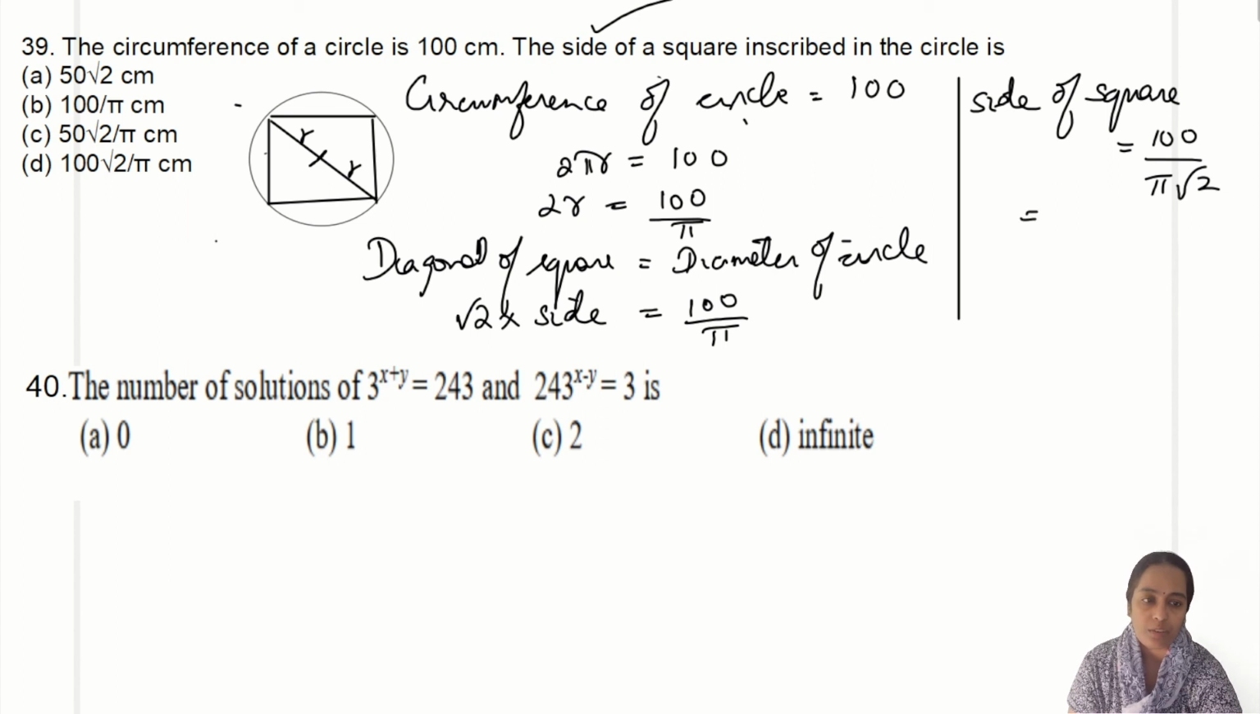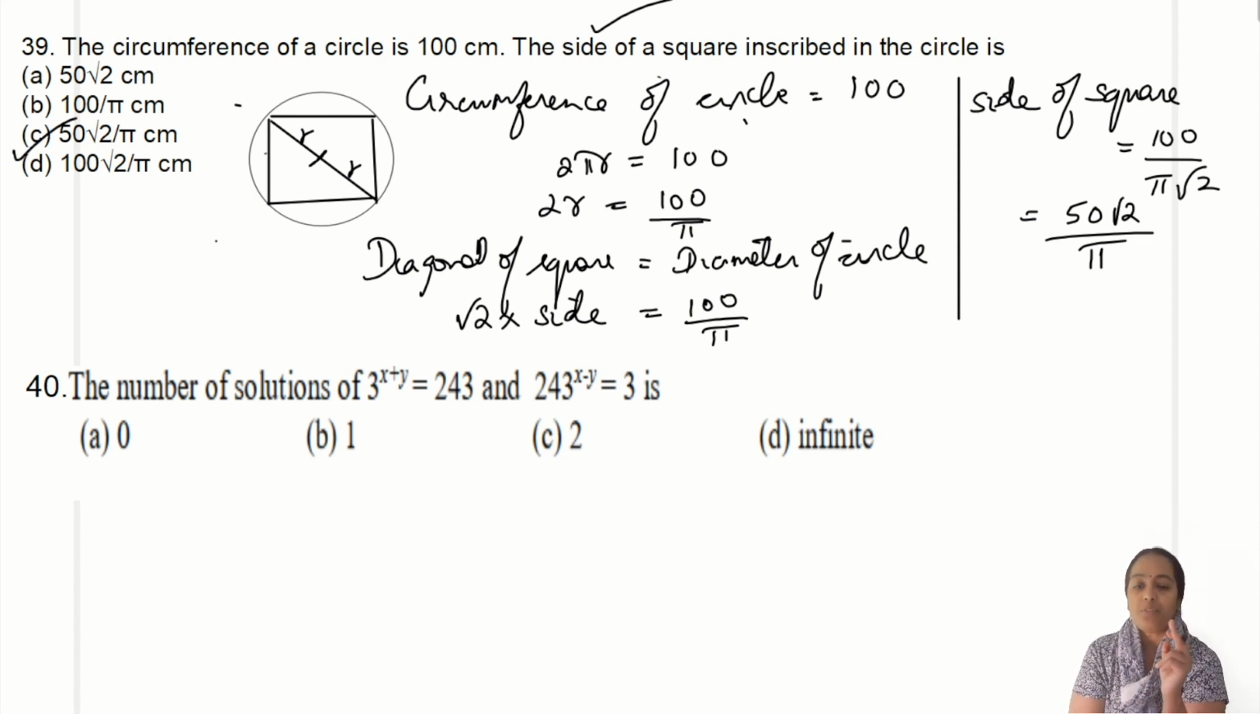So it doesn't match. So you need to do a small simplification here. Root 2 in the denominator should get cancelled, means 100 is nothing but 50 multiplied by 2. So this is going to become 50 root 2 divided by pi, so that the root 2 in the denominator gets cancelled. So 50 root 2 by pi is the answer, option C. So we have the last question of section B, children.